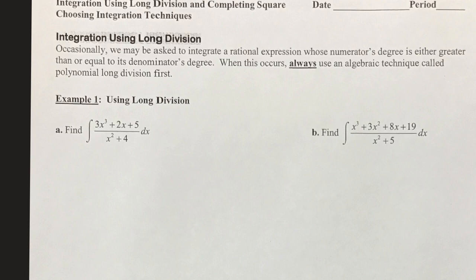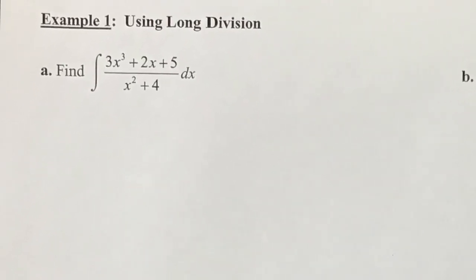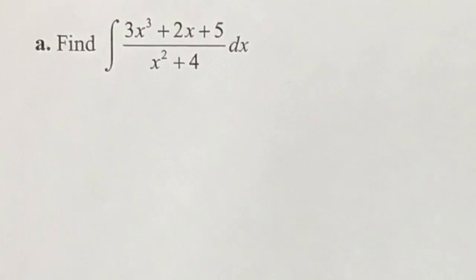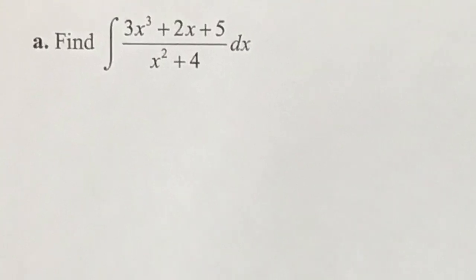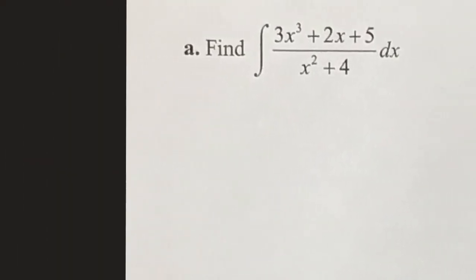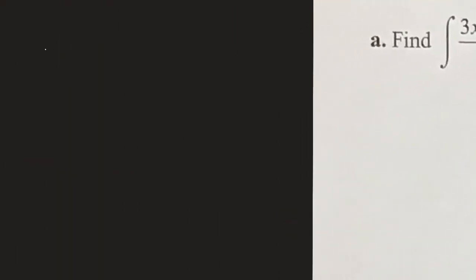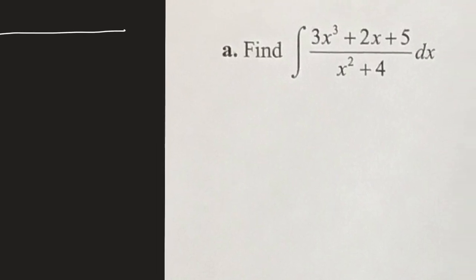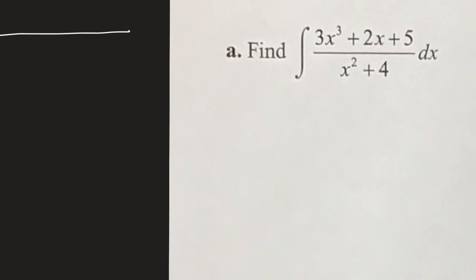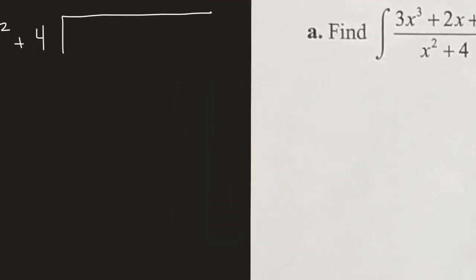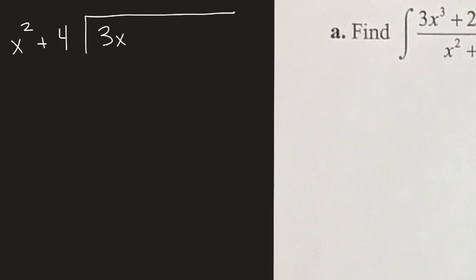So this says that we're going to have to do some long division because there's no formula for this type of integration. If you remember from years and years ago, when we do long division, we want to see what we have to multiply x squared plus 4, the divisor, by in order to get 3x cubed plus 2x plus 5. And that goes underneath.